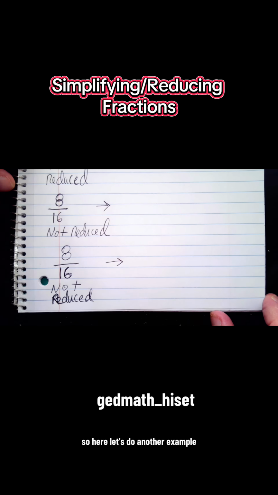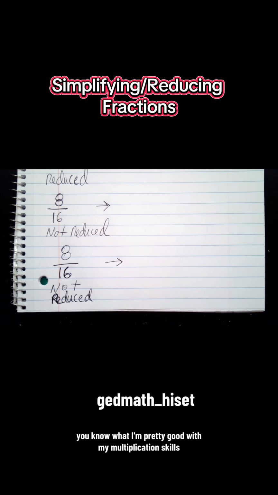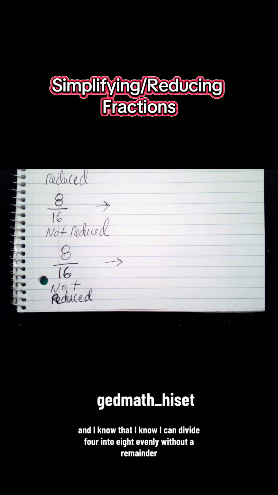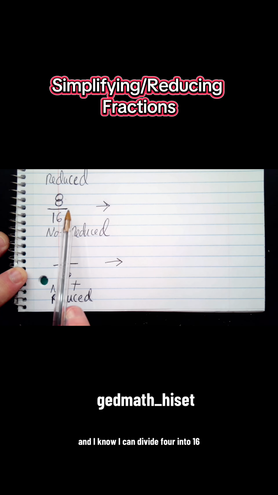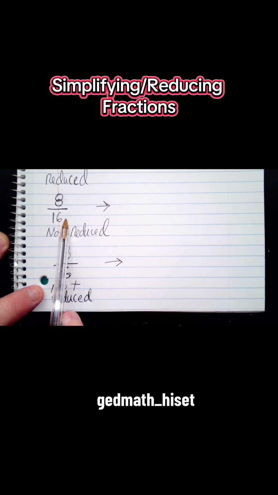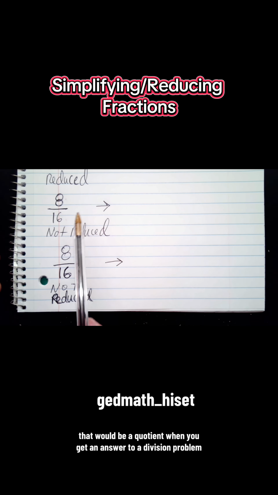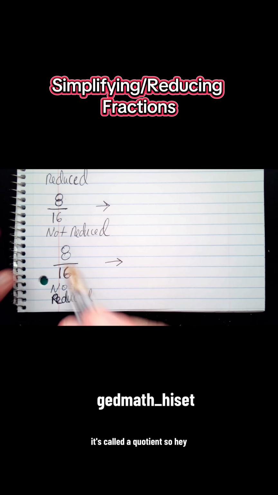So here, let's do another example. In this example, I'm going to say, you know what? I'm pretty good with my multiplication skills, and I know I can divide 4 into 8 evenly without a remainder. And I know I can divide 4 into 16 and get a value without a remainder. That would be a quotient. When you get an answer to a division problem, it's called a quotient. So hey, I'm going to go ahead and do that now.